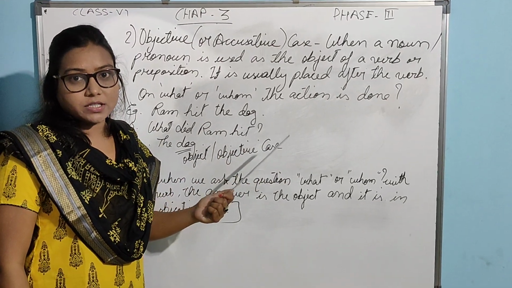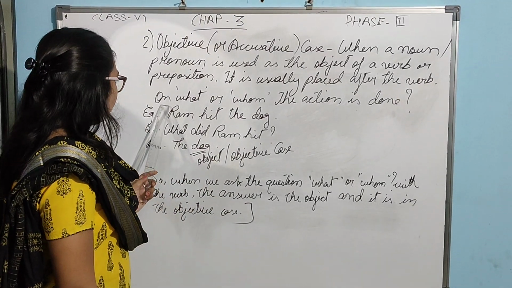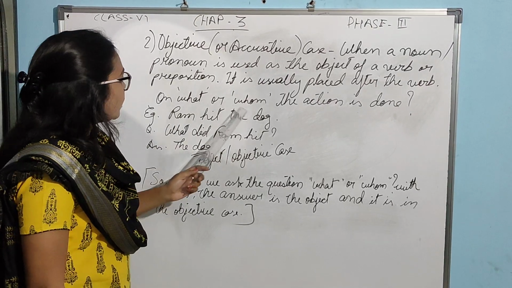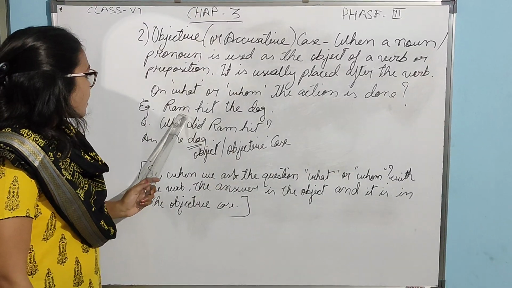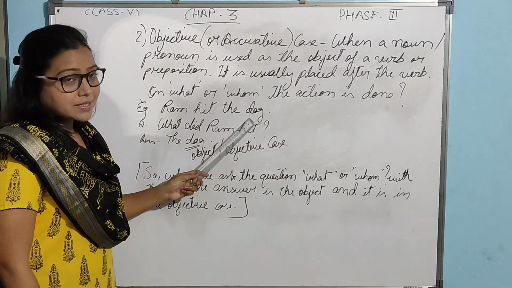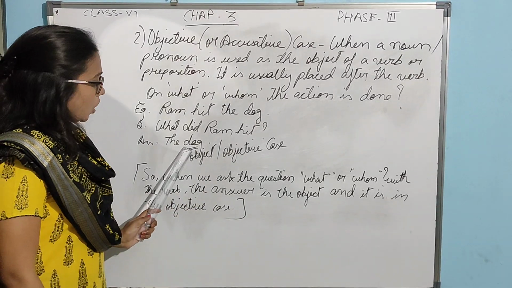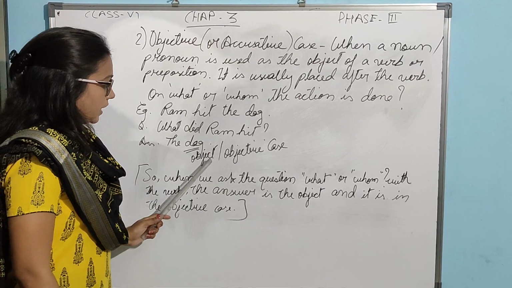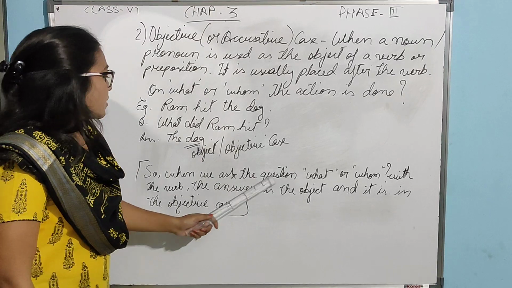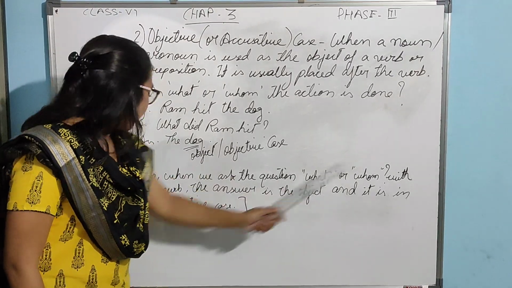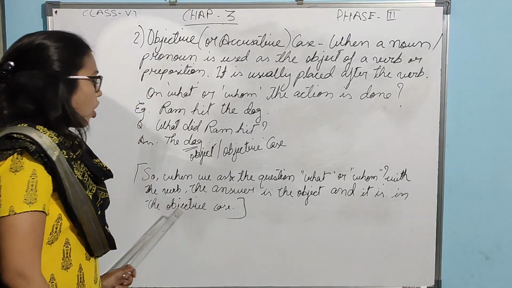Previously in the nominative case we asked who is the doer of the action, and here we'll ask the question on what or whom the action is done. Let's take an example. Ram hit the dog. So ask the question, what did Ram hit? The answer is the dog, and here it becomes the object and it is in the objective case. So, when we ask the question what or whom with the verb, the answer is the object and it is in the objective case.